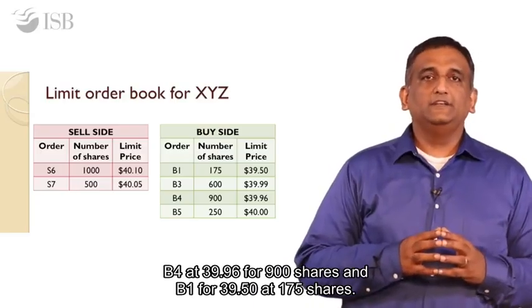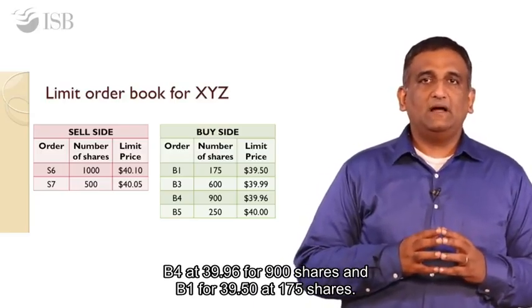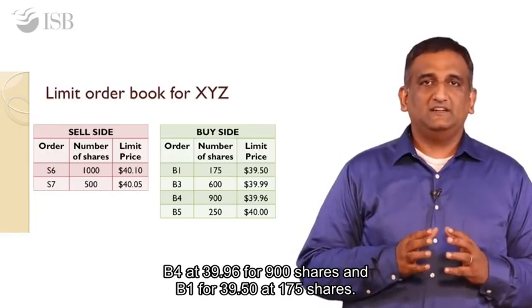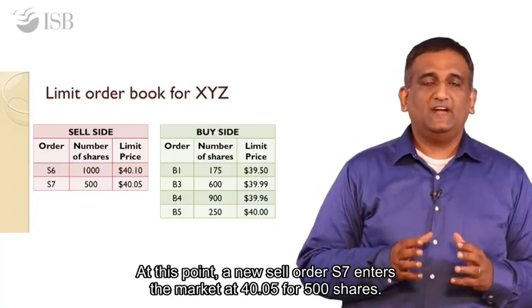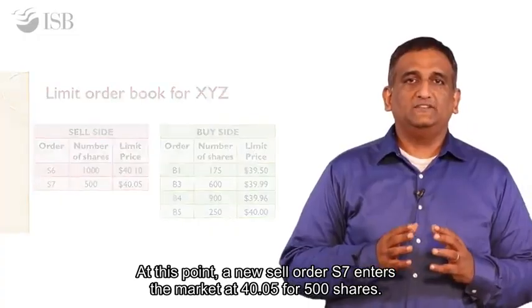At this point, a new sell order S7 enters the market at 40.05 for 500 shares. This brings the best ask price down to 40.05 and the bid ask spread drops to 5 cents.